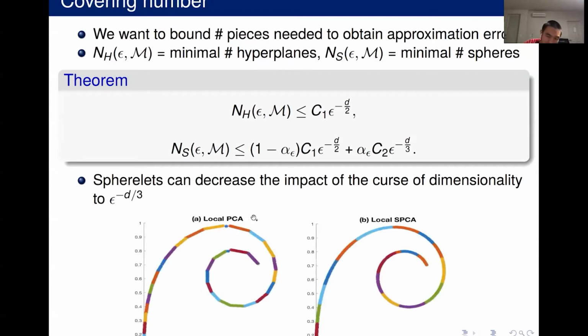Here's a figure that shows how spherelets work. The true manifold here is called the Euler spiral. It's a curve where the curvature grows linearly with the arc length. You can approximate it by a bunch of tangent lines or local PCA, and each color represents each local piece. You can also approximate it by a bunch of spheres or local SPCA, and you can tell there are fewer circles than tangent lines here. Also look at the intersections between two regions, and this local SPCA is smoother than the local PCA approximation.